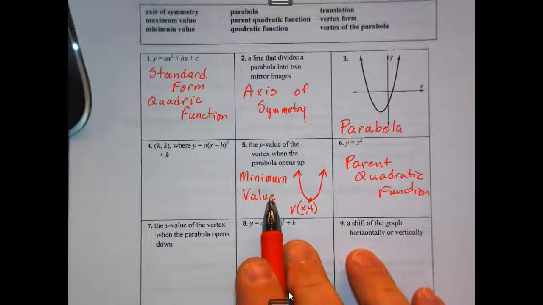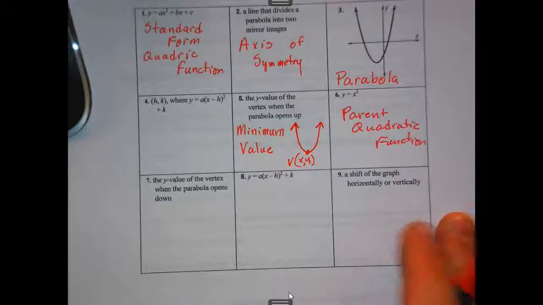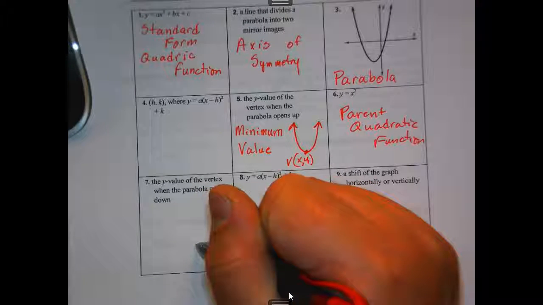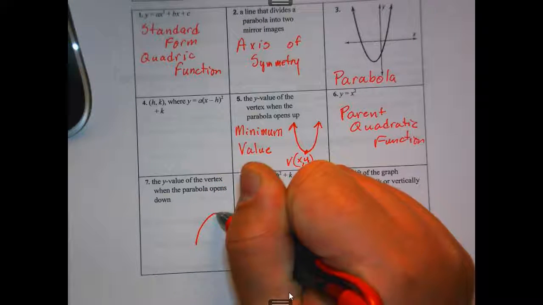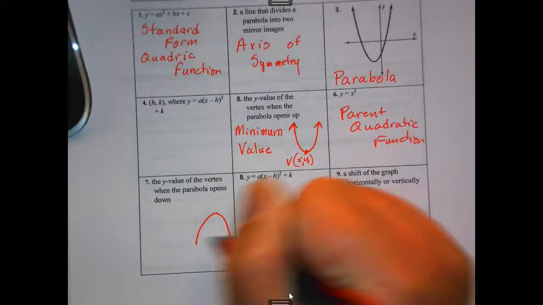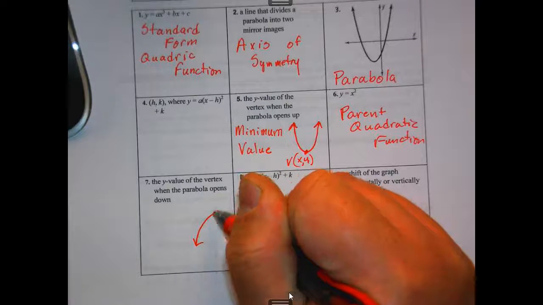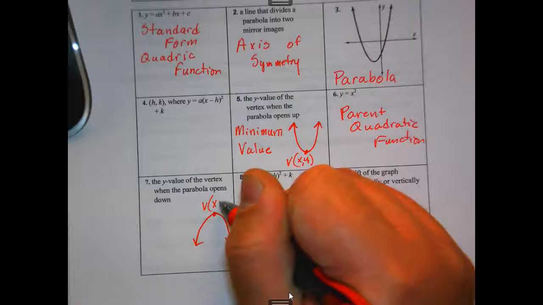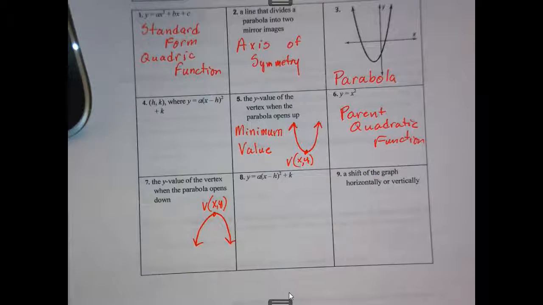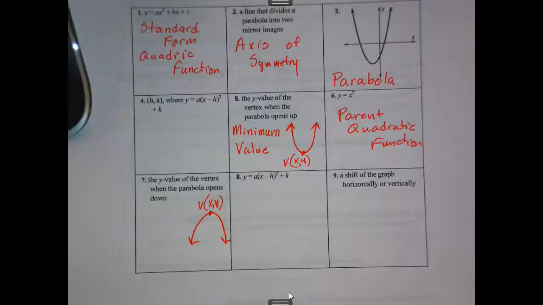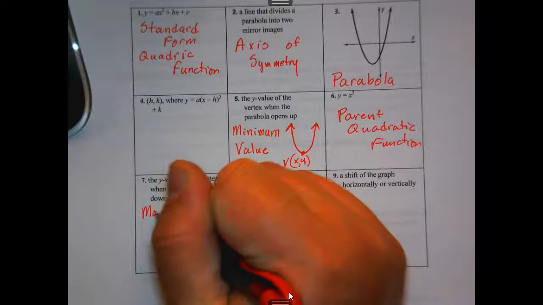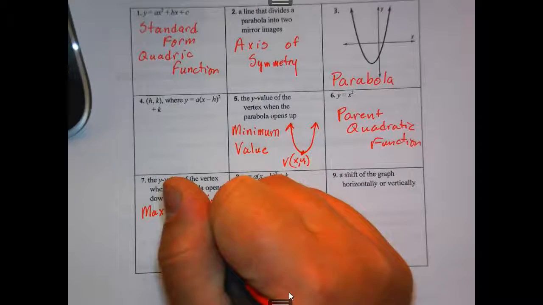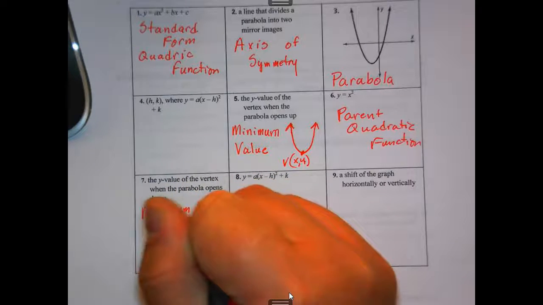Since we're doing minimum value, let's look at number 7. If my parabola opens downward, here's my vertex. What's going to be my y value here? You can do this, kids. I know you can. Maximum value. There you go. Maximum value.